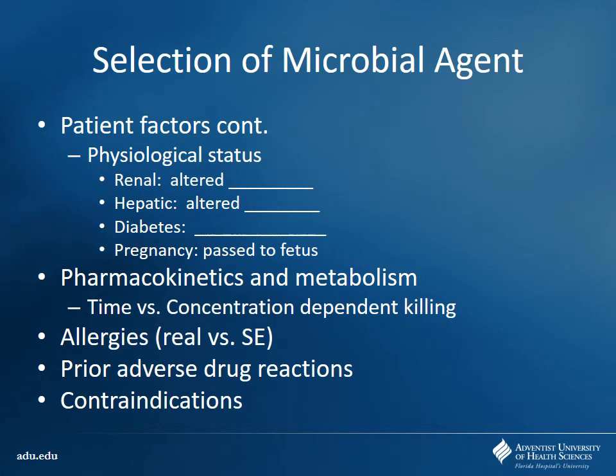If you know a patient had Stevens-Johnson syndrome after receiving Bactrim, don't use Bactrim again, right? So it's important to get a good history of what they've received before, and then look at other contraindications as well.